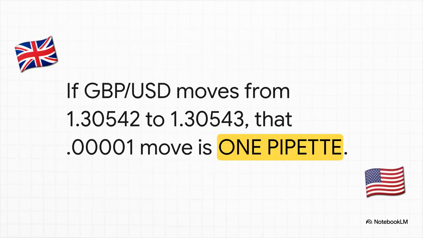So let's just nail this down with one more quick example. If the British pound against the US dollar goes from 1.30542 up to 1.30543, that super tiny 0.00001 change, that's one single pipette. See? We're just looking at one more level of detail.